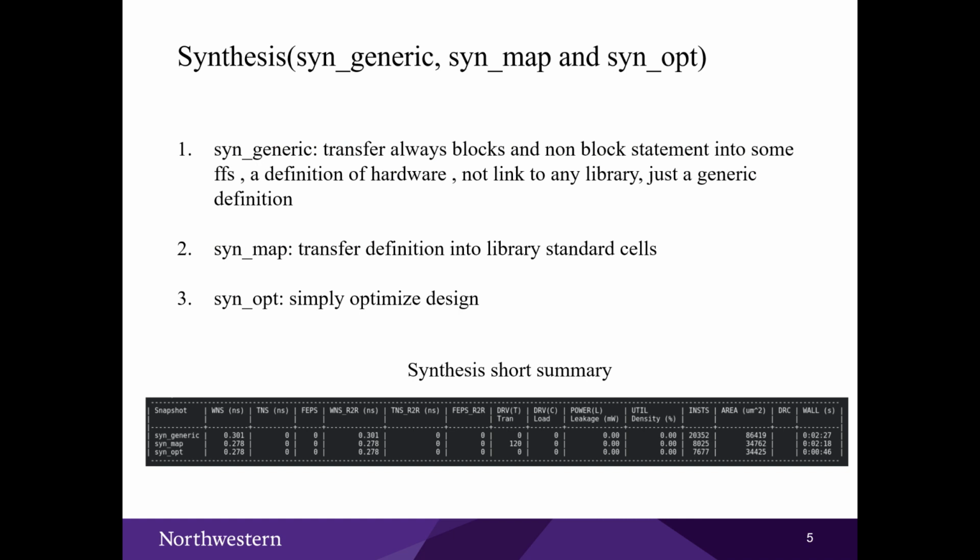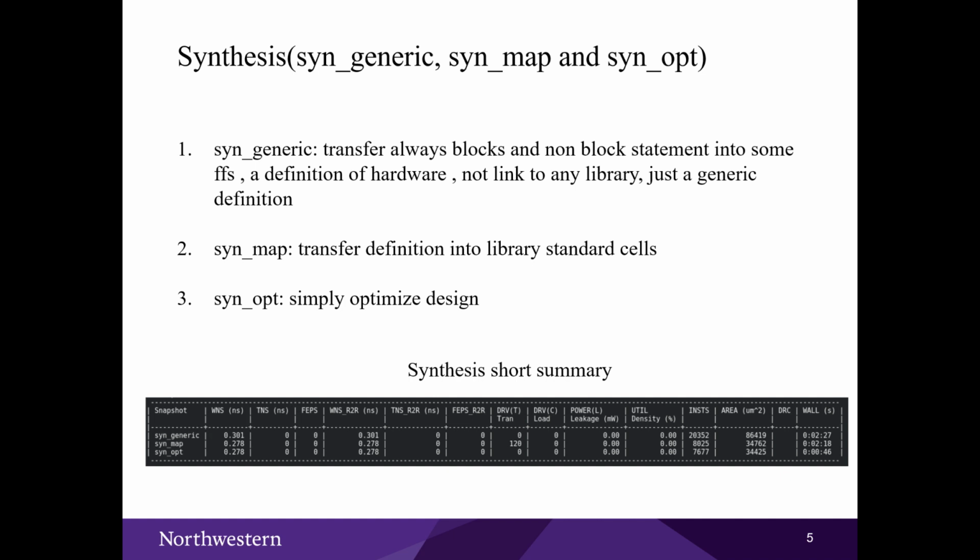And after setup, let's move to synthesis. So synthesis contains three steps. The first step, syngeneric, means Genus transfers always block and non-block statements into flip-flops, and this is just a definition of hardware. It's not linked to any library, and it's just a generic definition. And in the synmap step, Genus transfers the generic definition into library standard cells. And in the last step, synopt, Genus just simply optimizes the design.